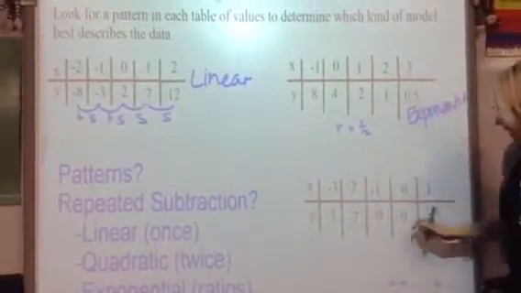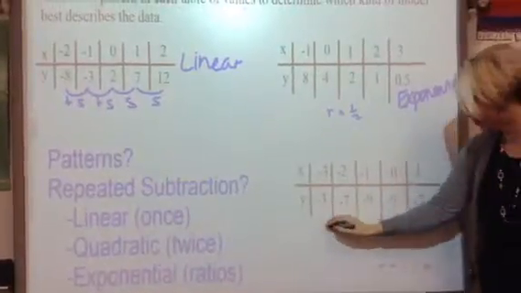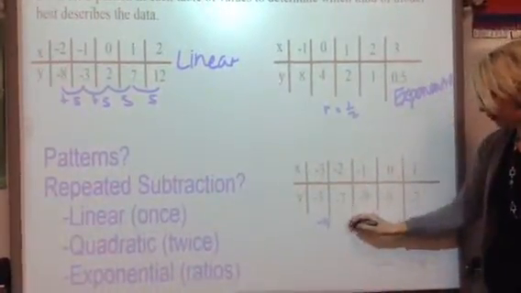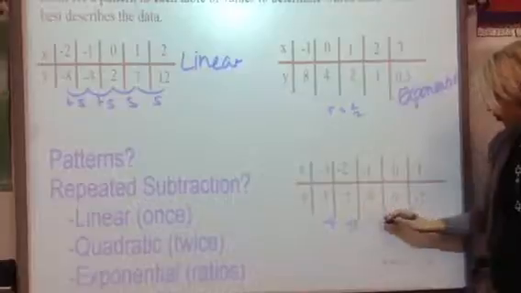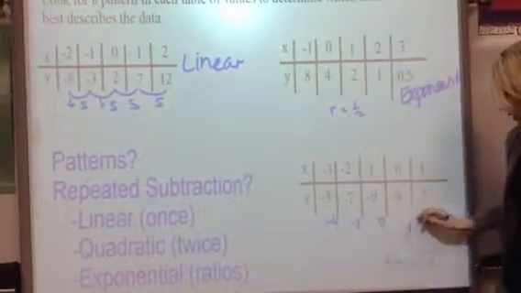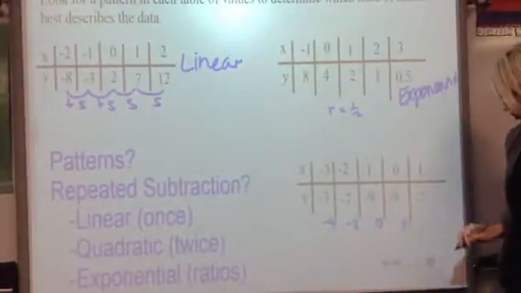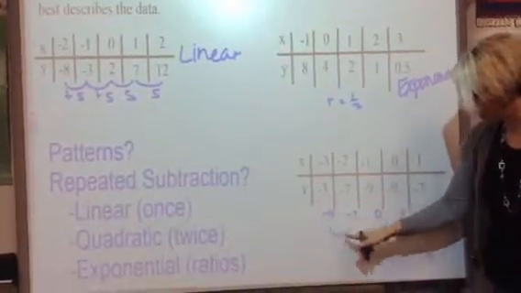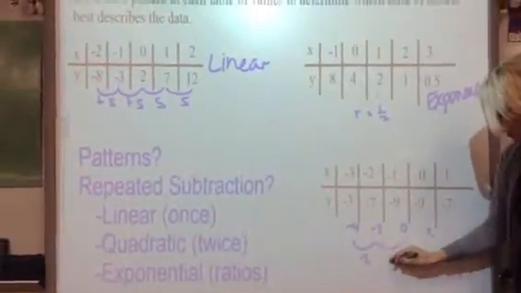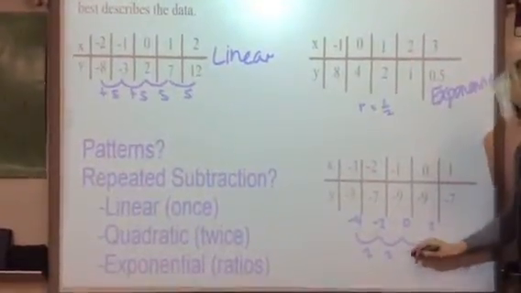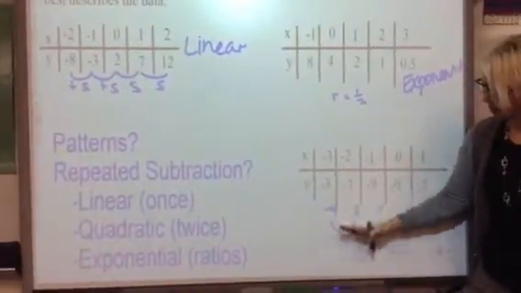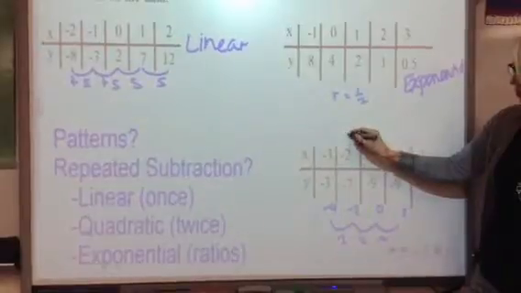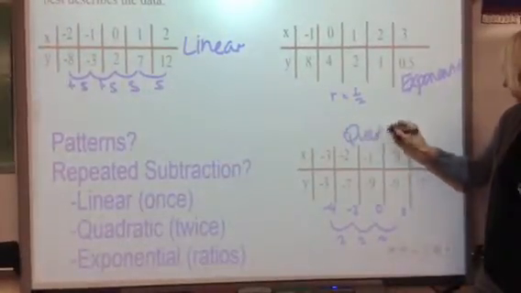Looking at this set of data, we subtract. That's going down 4. This is down 2. This is 0. And this is up 2. Those definitely are not the same, so then we subtract again. That's going up 2, up 2, up 2. So since we subtracted twice and we get a commonality, then that's what we call quadratic.